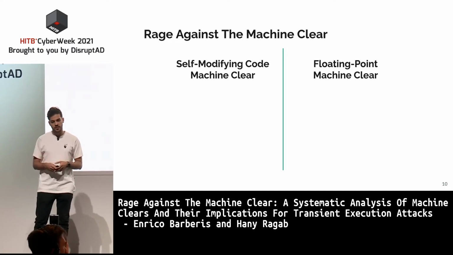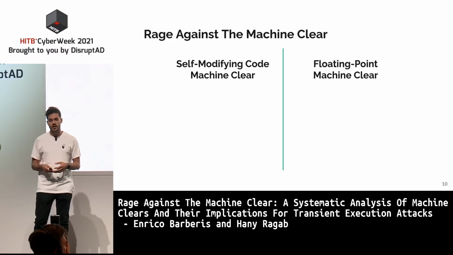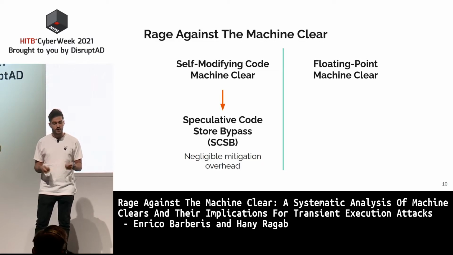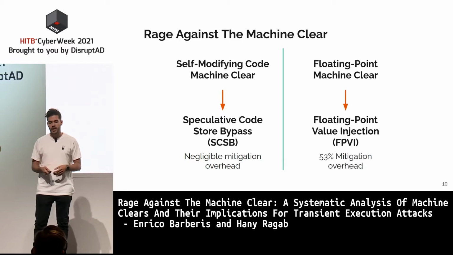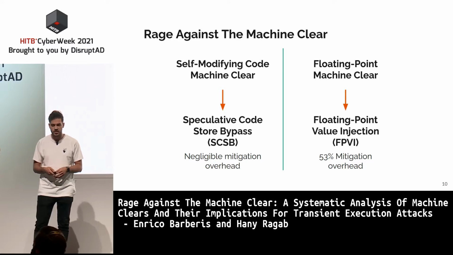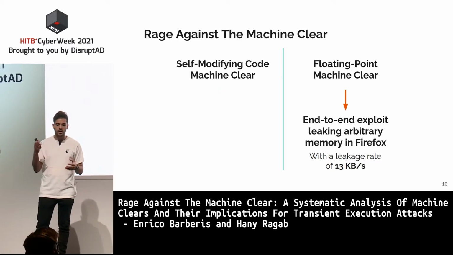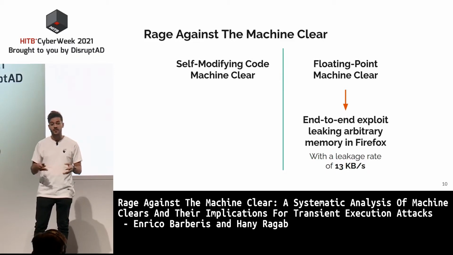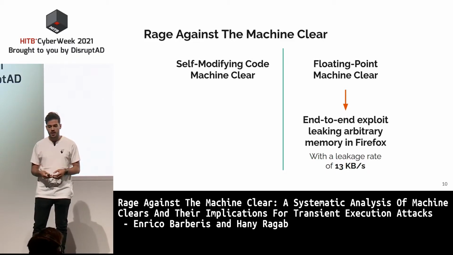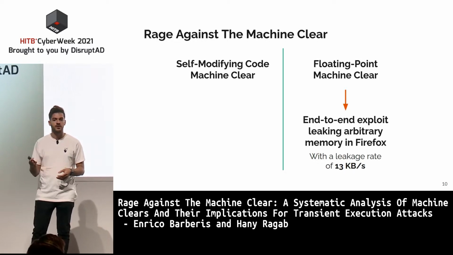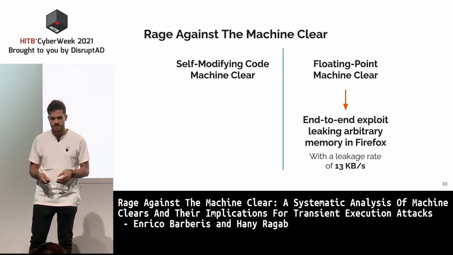Two of these four types of machine clear led us to obtain completely new transient execution attack primitives. The first one is called speculative code store bypass, which is based on a self-modifying code machine clear. And the second one is called floating point value injection, which is based on a floating point machine clear. Furthermore, the floating point value injection attack primitive led us to mount an end-to-end exploit, leaking arbitrary memory addresses inside the Firefox web browser with a leakage rate that can reach up to 30 kilobytes per second.